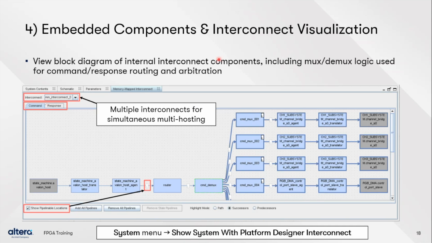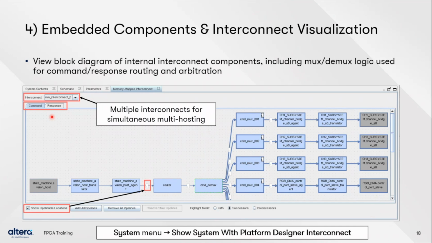And so the visualization tool here allows you to select which one of these you want to take a look at. But when you're looking at one of these interconnects, like I said, you can see the mux or demux logic depending on whether it's command or response. So as you can see, a demux is used to route packets to the appropriate agent in the system.